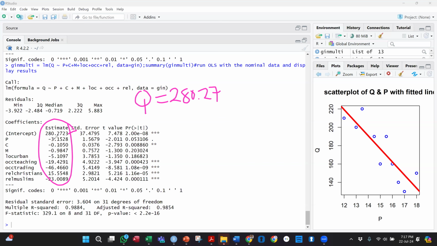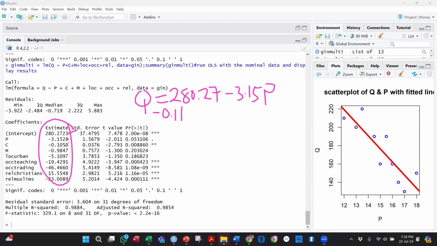Then the next one is the estimate for the price. Remember, all I'm doing is replacing the beta value with this estimate value. To 2 decimals it is negative 3.15. Then you attach the letter P to it, because the price was given the name P. The next one is a minus as well, that's why I'm not writing plus plus. When you convert it to 2 decimals, that will be minus 0.11.